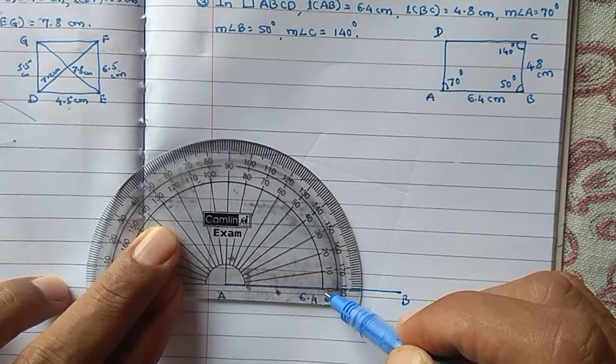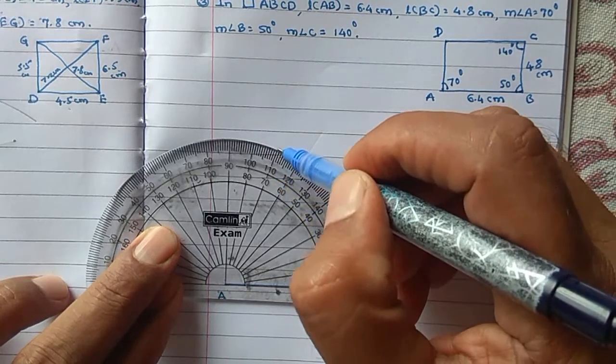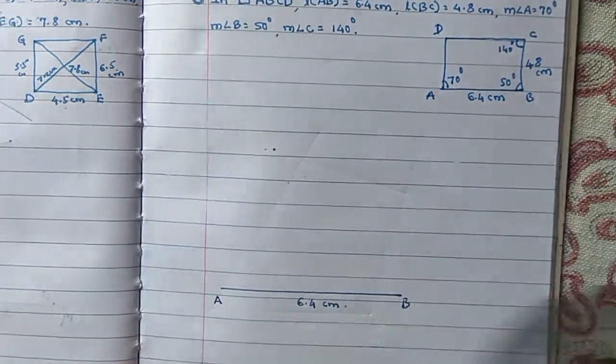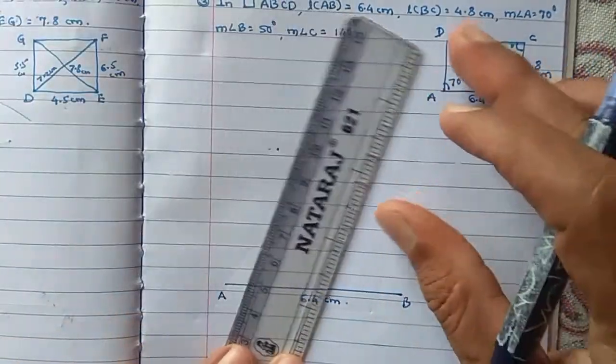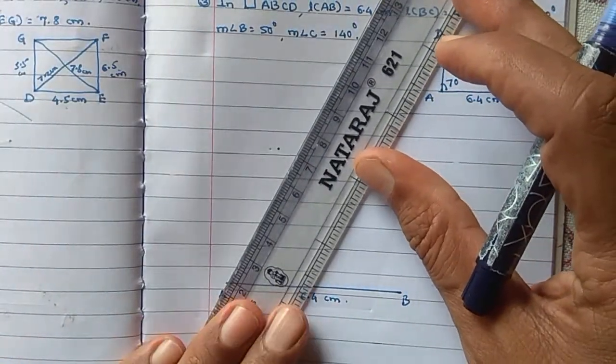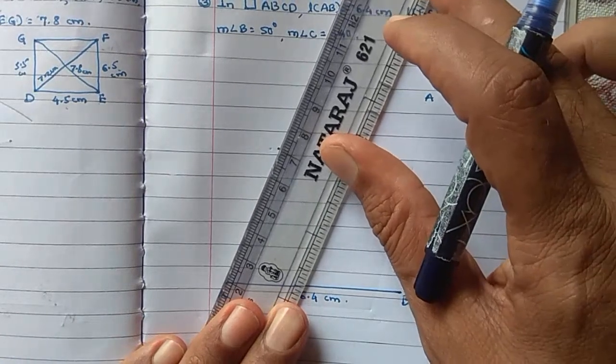Then this 0, 0, 10, 20 till 70. Right. Then draw the segment. Draw the side.